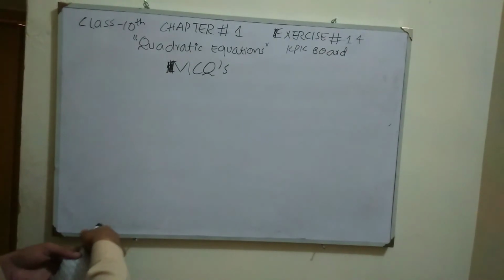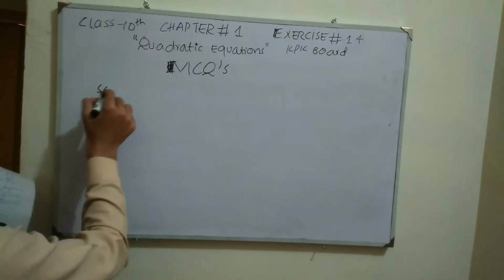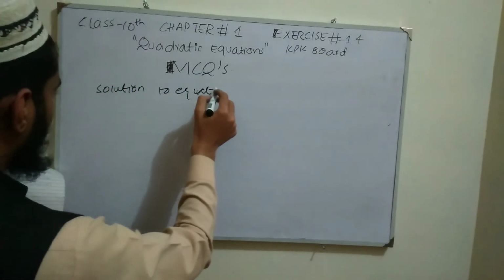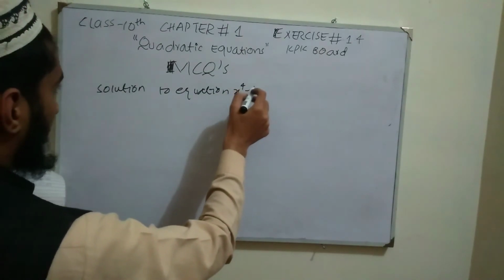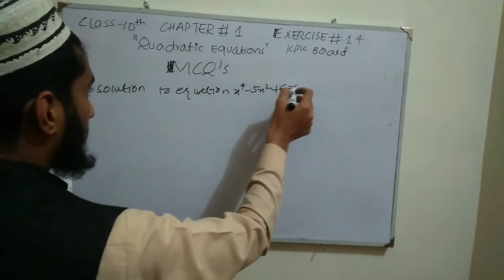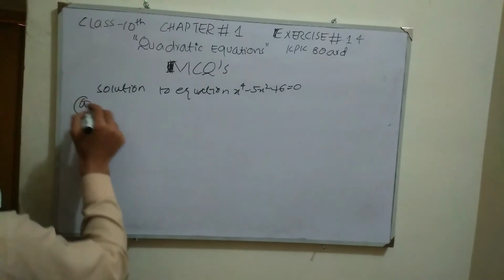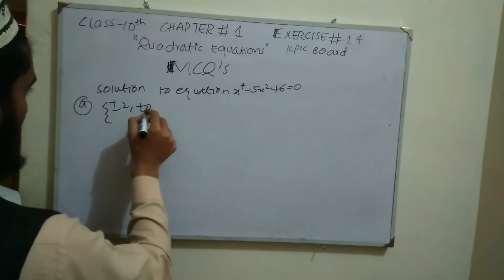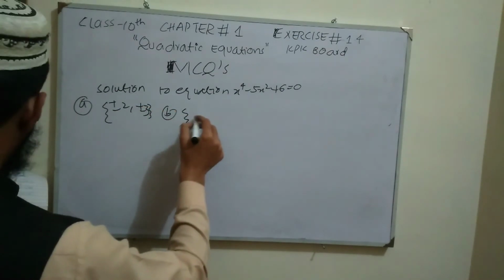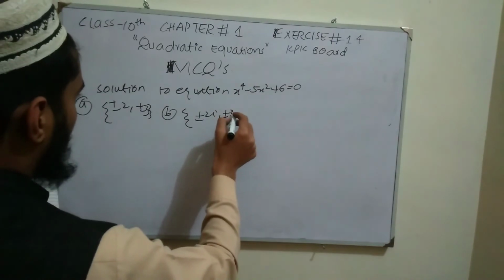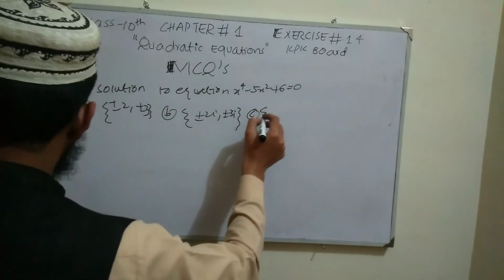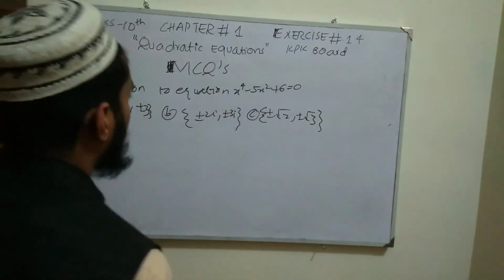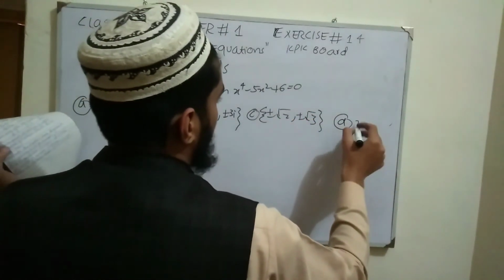Move to last question. Last question is solution to equation x raised to power 4 minus 5x square plus 6 is equal to 0. Option A is plus minus 2, plus minus 3. Option B is plus minus 2 iota and plus minus 3 iota. And option C is plus minus under root of 2 and plus minus under root of 3. And the last option is none.